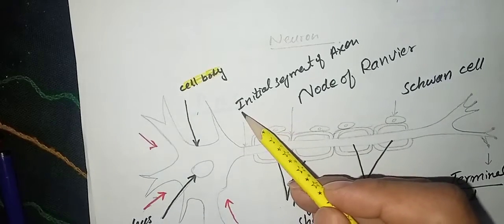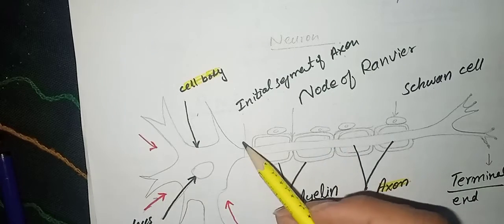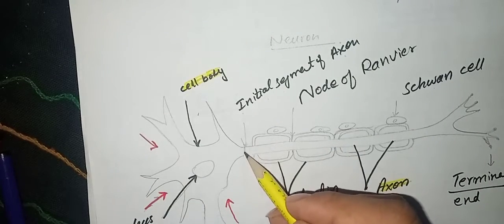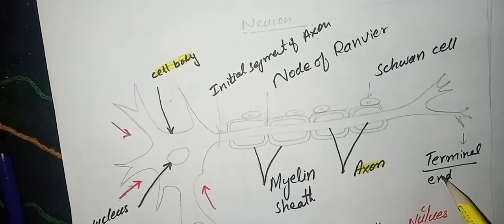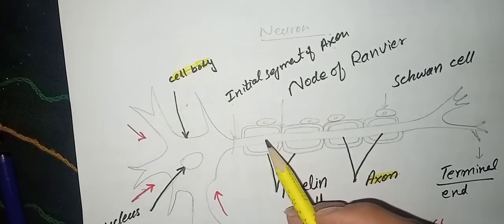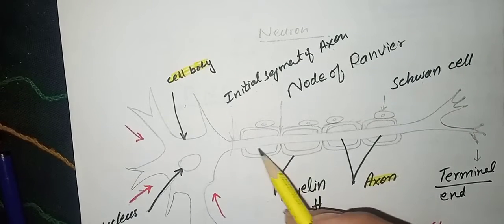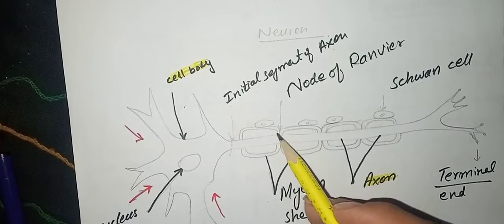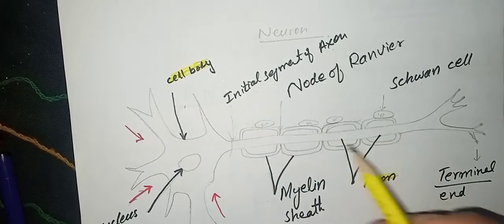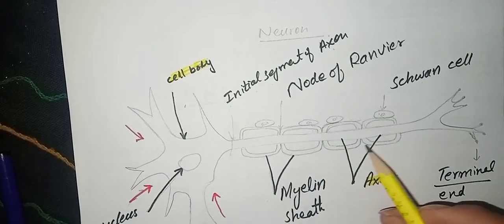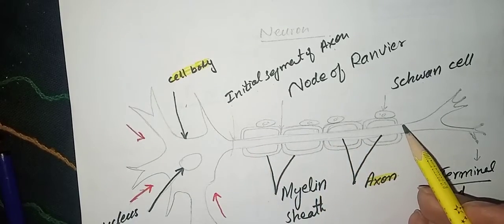Let me explain something here. This is the initial segment of the axon, where the axon starts. The main dendrites end here, and the axon starts from here to the end. A terminal is the end of the axon. This is the myelin sheath, and these are Schwann cells over the myelin sheath, and this axon goes inside the Schwann cells and myelin sheath.